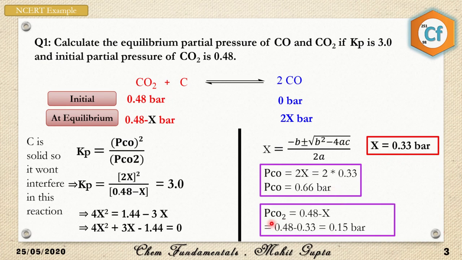Similarly, the partial pressure of carbon dioxide would be 0.48 minus x. You will subtract the 0.33 from here. What you will get is 0.15 bar. So it is pretty simple. The two main things here are that you have to know how to write this down, and you have to know how to solve it. If you are at home, you can easily use any online tool to solve the quadratic equation, but I'll suggest you do it by yourself.